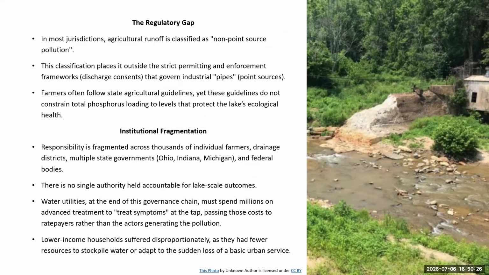Because of this, it is much harder to regulate and assign responsibility, like who is to blame. Even if individual farmers are following the existing guidelines, the total nutrient pollution entering the lake may still be enough to cause harmful algal blooms. As a result, water treatment plants end up bearing the cost of removing the pollution, and those costs are ultimately passed on to the public, often affecting lower income communities the most.